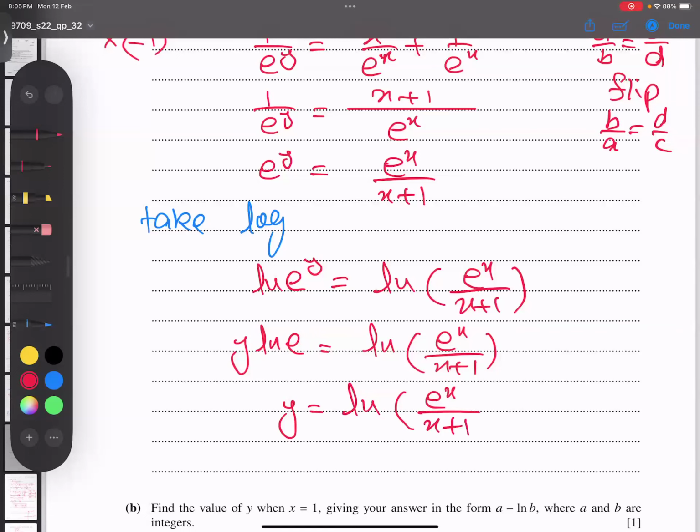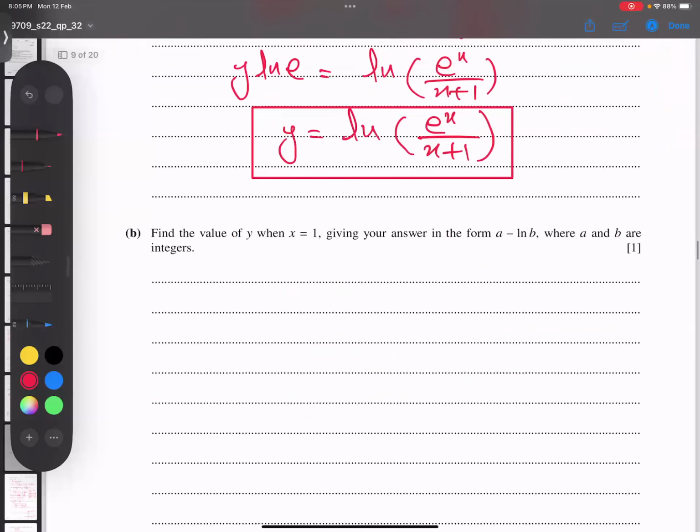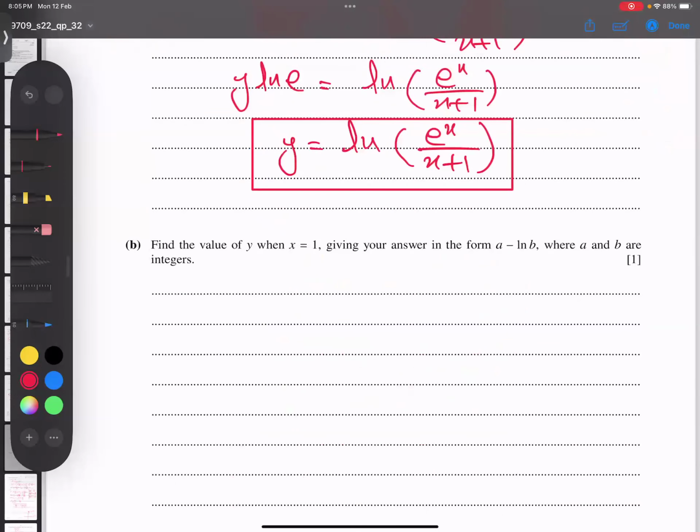He was asking us to get y in terms of x. So this is done. Now he's asking for x equal to 1. So when x is plugged in as 1 here, y equals the logarithm, with e here and e here. So I get what, student? E to the power 1 over 1 plus 1. So I get ln of e to the power 1 over 2, which is e by 2.